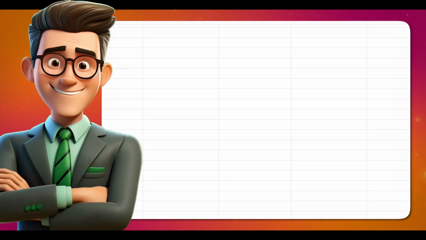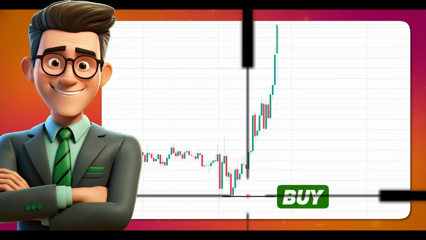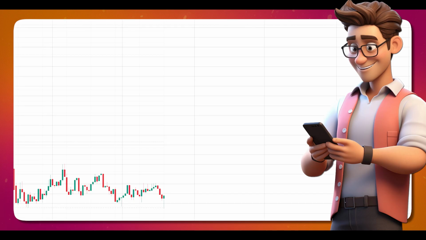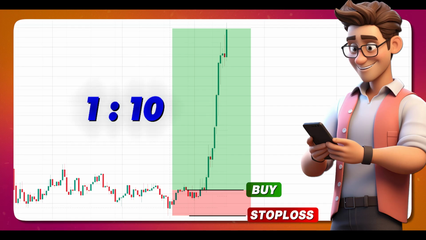In today's video, I'm going to teach you how you can take sniper entries in trading. A sniper entry means taking a perfectly precise entry, an entry where the moment you enter, the market moves in your direction. The biggest advantage of a sniper entry is that your risk stays very minimal, while your benefit becomes large. In fact, here we will talk about risk to reward ratios up to 1:10.